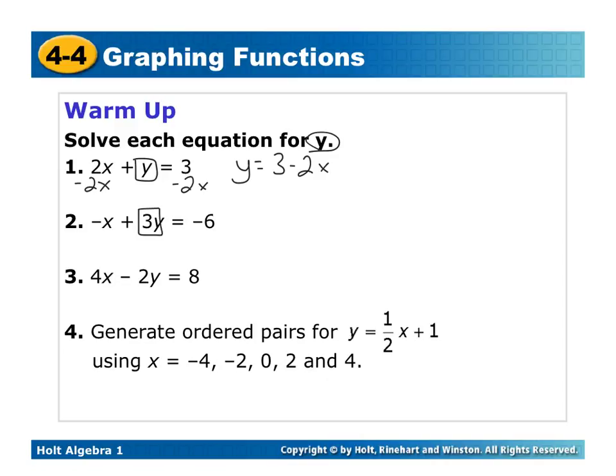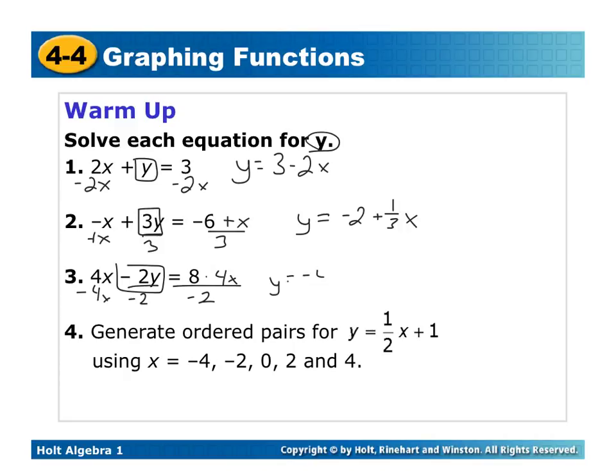On our second one, we want to solve for y, so I'm going to add x to both sides. But then I have to divide each side by 3. So y is going to equal negative 2 plus 1/3 x, or we could have 1/3 x minus 2. And our last one, I'm going to subtract 4x from both sides. Then I'm going to divide both sides by negative 2. So y is going to equal negative 4 minus, or plus, because it's negative divided by negative, 2x.